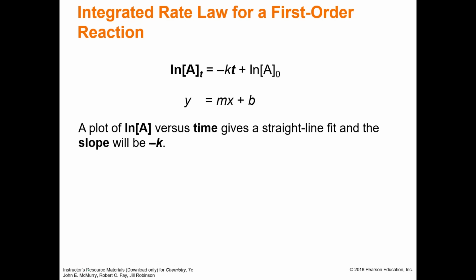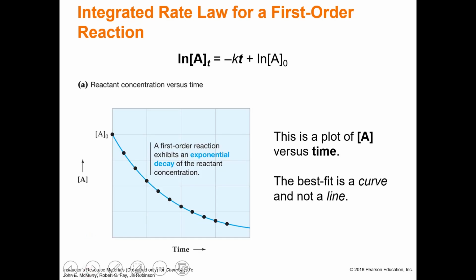So again, as I mentioned, this gives us a graph that's a straight line fit, and the slope ends up being the negative of the rate constant. If we were to plot just the concentration of A versus time, we would get a curve, not a line. So this is why we use the natural log for first order reactions.